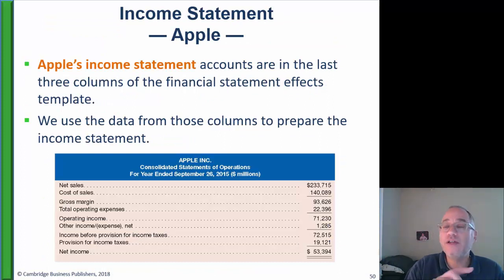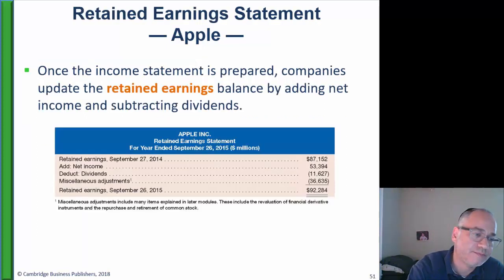I'll show you. So here's your income statement. And you get all these numbers off the trial balance. And if you're going to use this financial statement effects template like they do in the book, then you use it. It's the last columns, the last 3 columns on there.